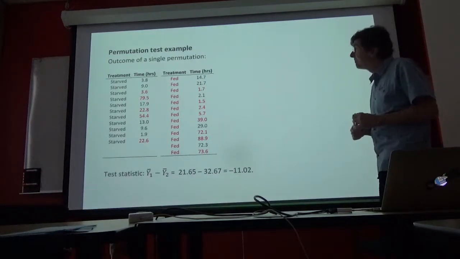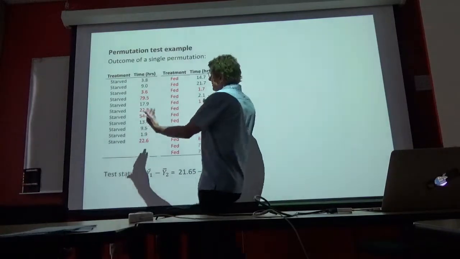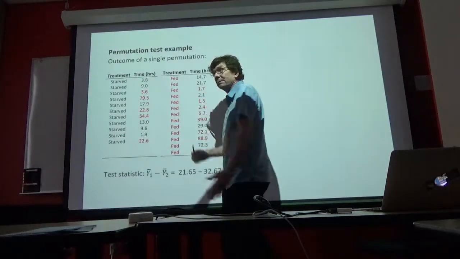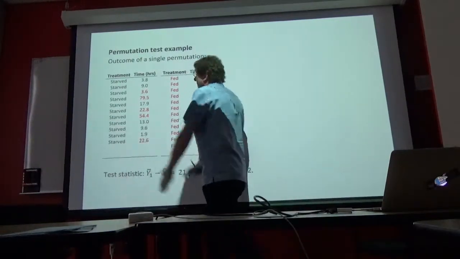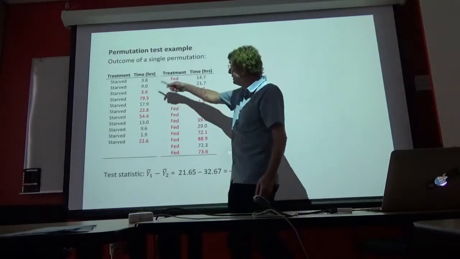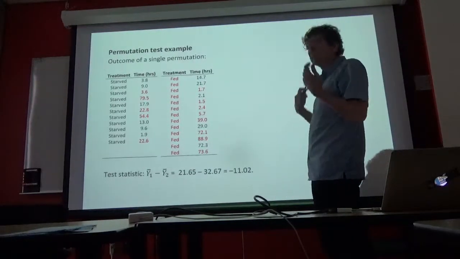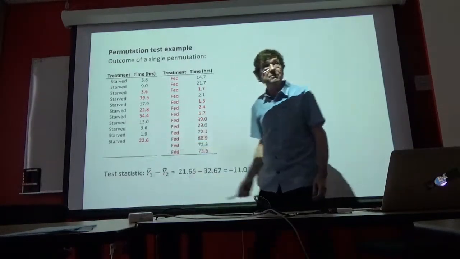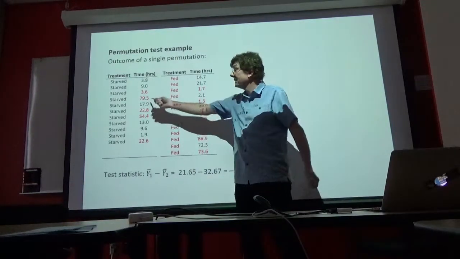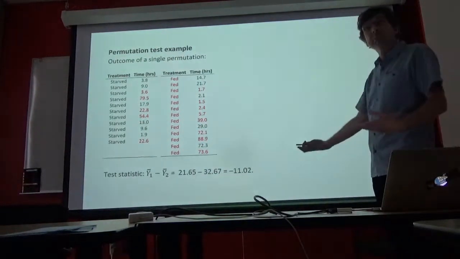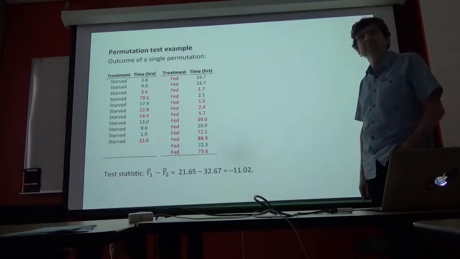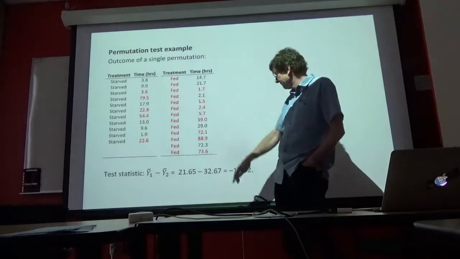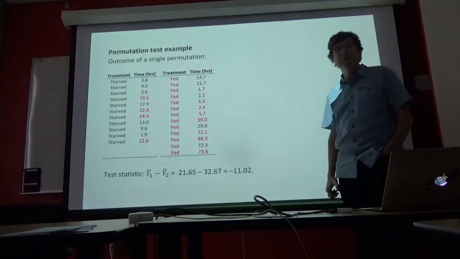Testing for a difference between two groups is the same as looking for an association between a treatment variable and a response variable. One of the variables is just held fixed as shown, and then the other variable, in this case the response variable, is randomly permuted. In a single random permutation, the number of data points in each of the two groups remains the same, but they've simply been reassigned randomly to the two groups. So that's a single random permutation, and we can repeat this over and over again. In this single random permutation, we obtained the value minus 11.02.